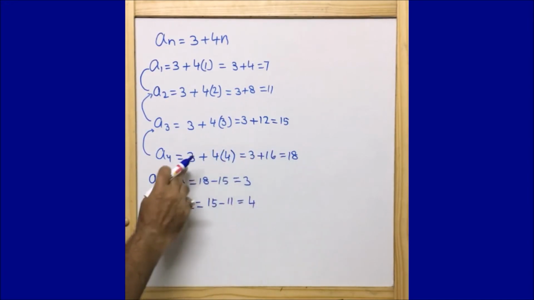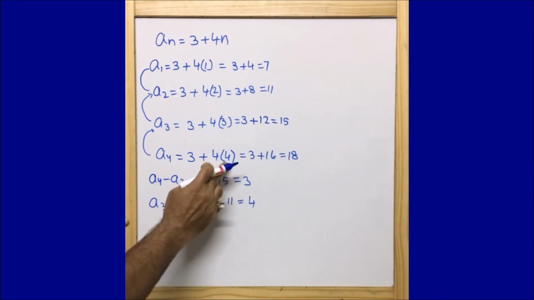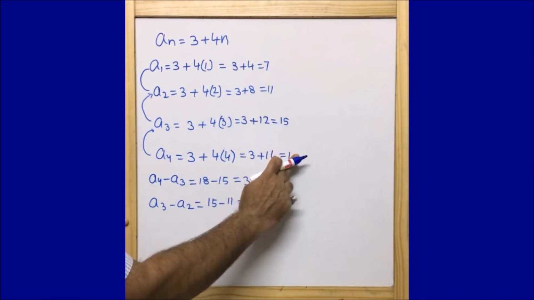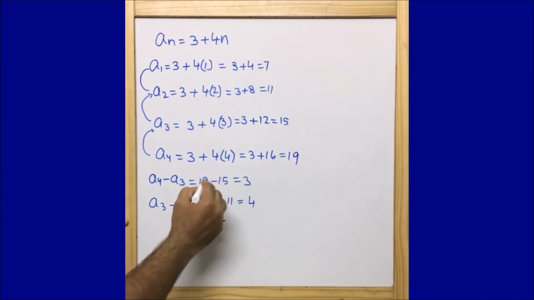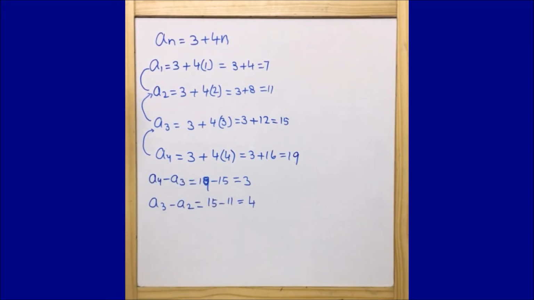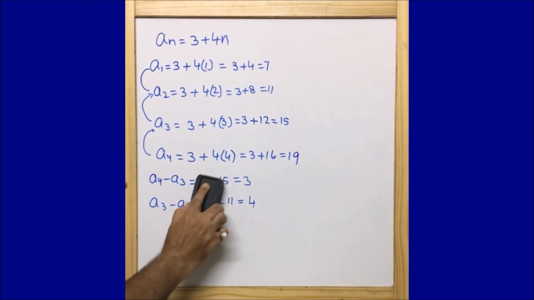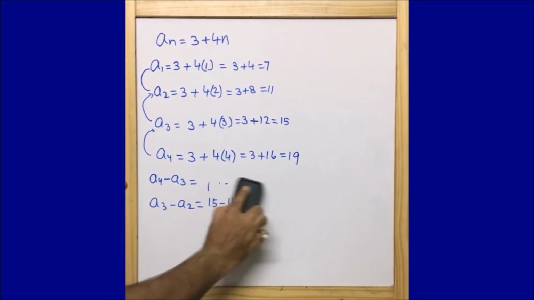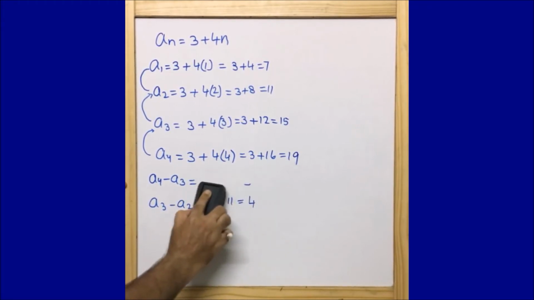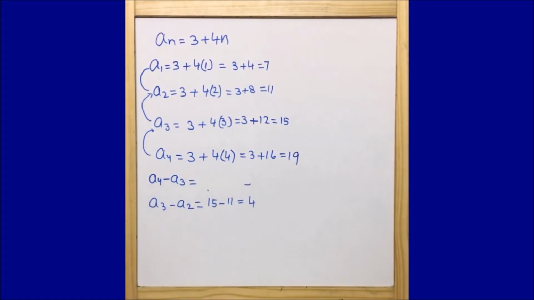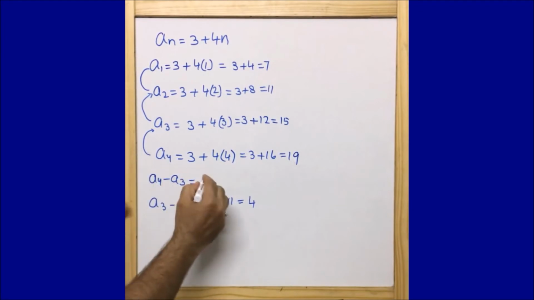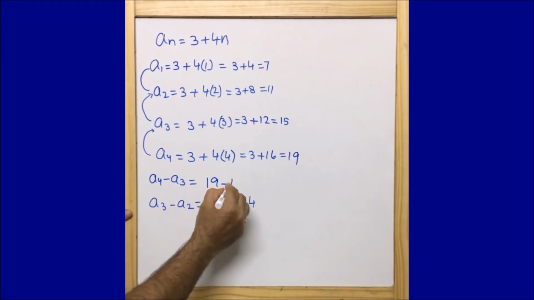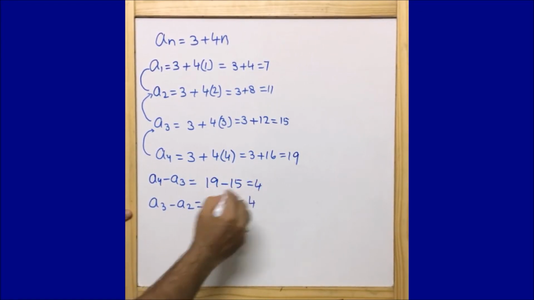Guys, it is 3 plus 4 into 4, that is 16. So here the answer is 19. And when I'm finding the common difference, a4 minus a3, I'm getting 19 minus 15, that is equal to 4.